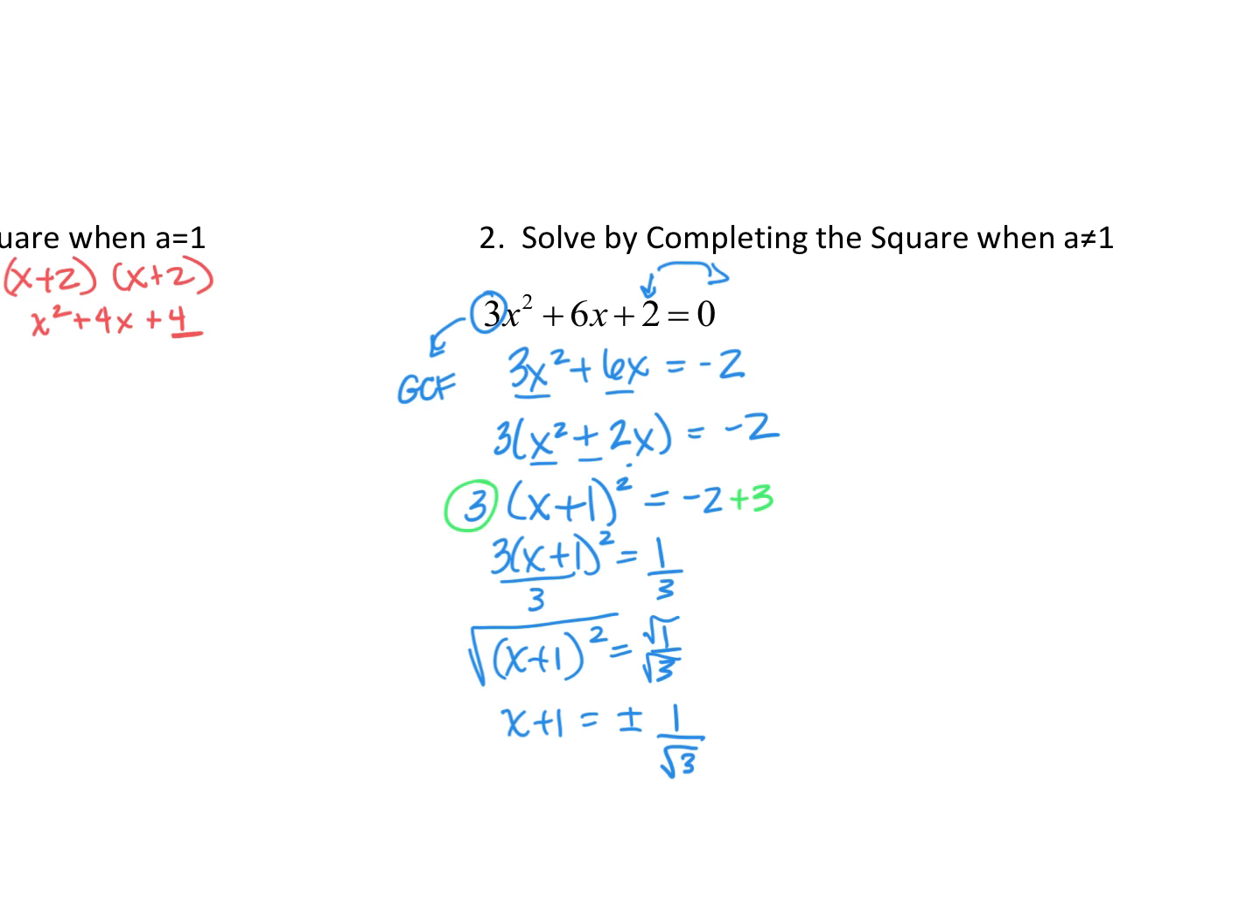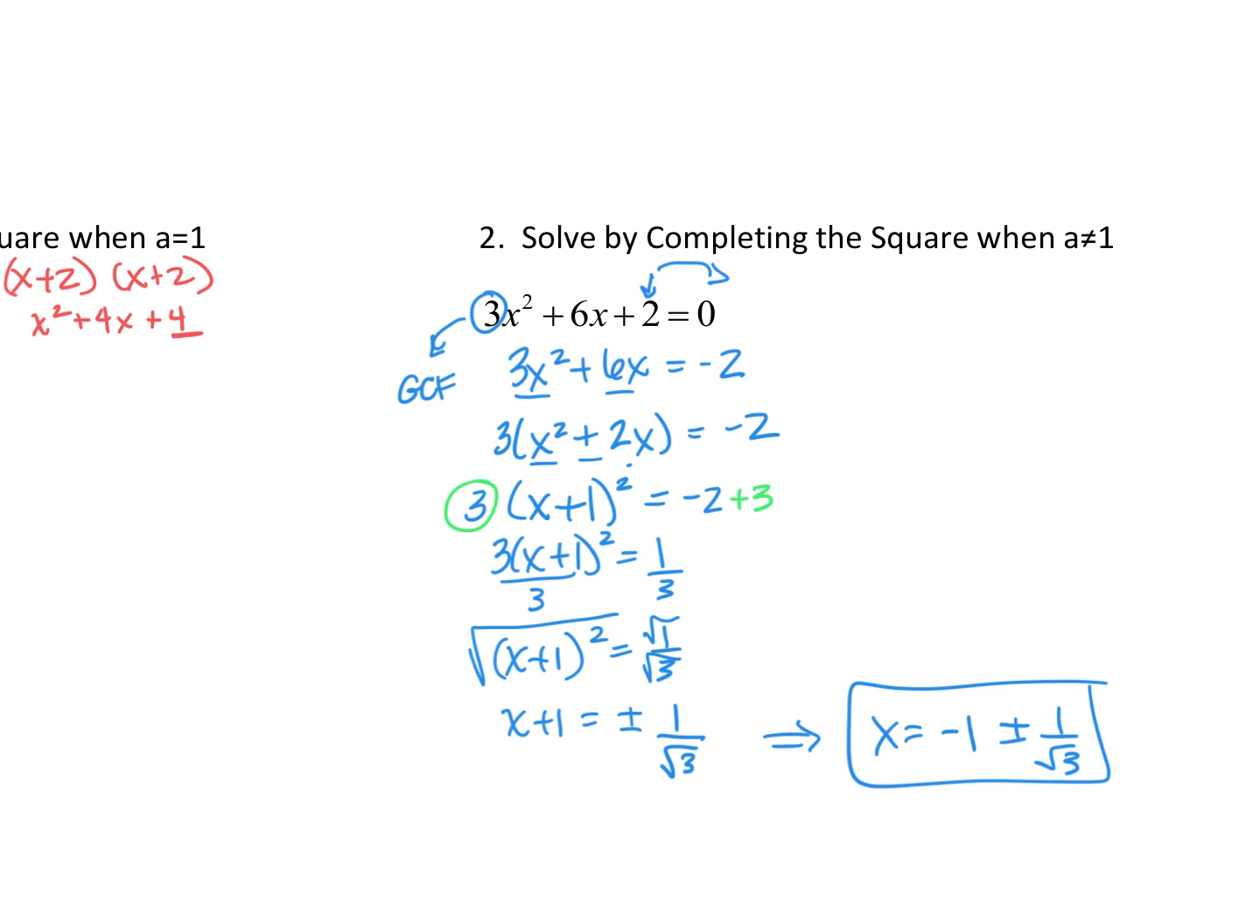Typically, you would have to rationalize this, but that's really not what this lesson's about, so I'm not going to stress over this. You can't really leave radicals in the denominator. If you remember how to do it, do it. But if you don't, I don't want to confuse you. Now, am I finished? What do I still need to do? Move the 1 over. So then I'll have, I'm just going to come over here. X equals -1 plus or minus 1 over the square root of 3. And this is how I would leave my answer.